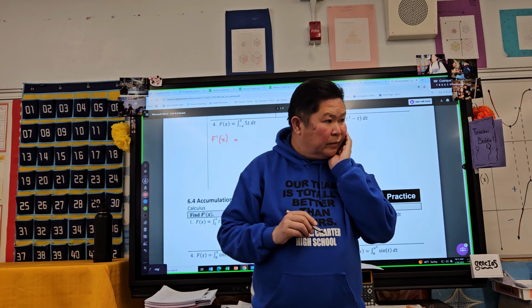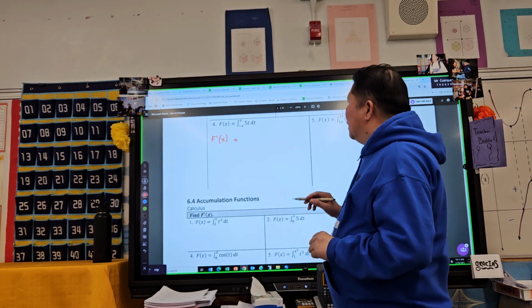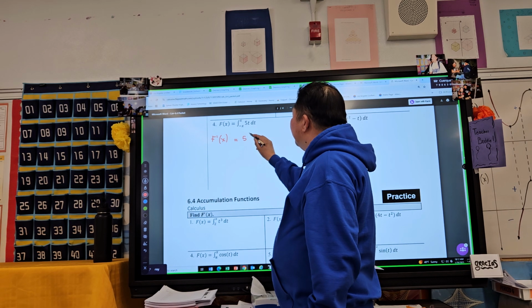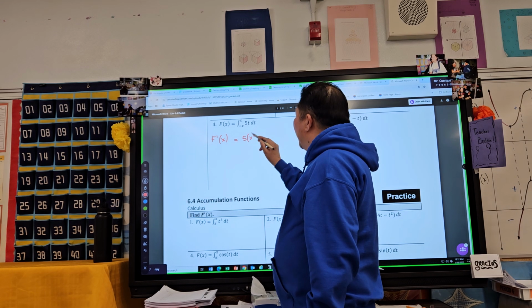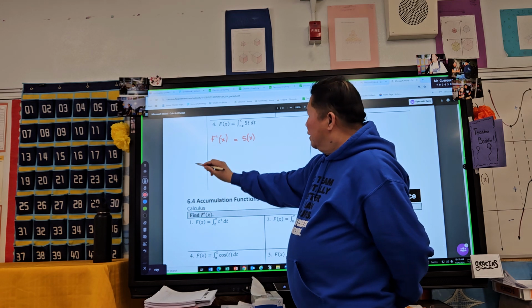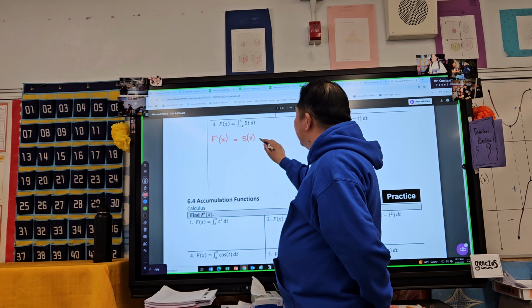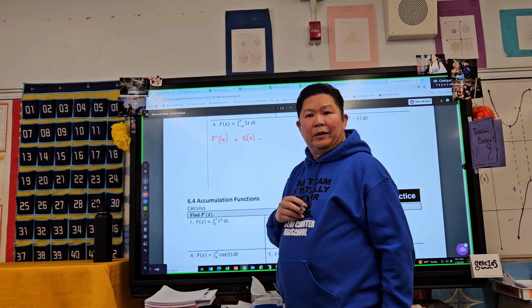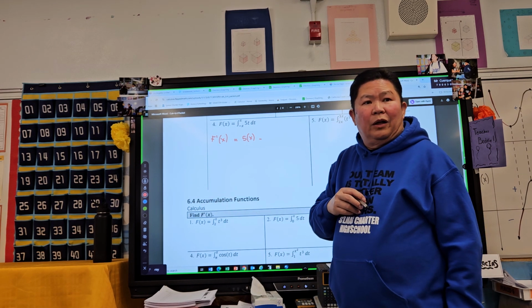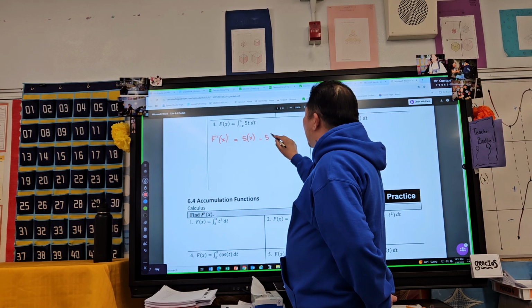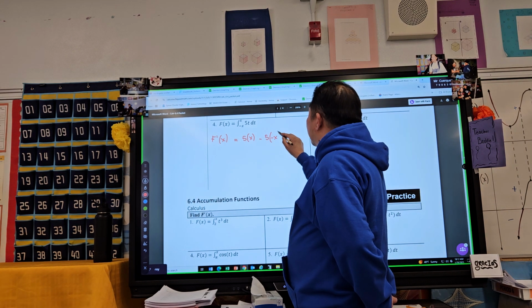Okay? So we have 5x. Do you get me? That's the upper limit. The lower limit is to be subtracted by the lower limit. Do you get me? And what is the lower limit? 5 times negative x.